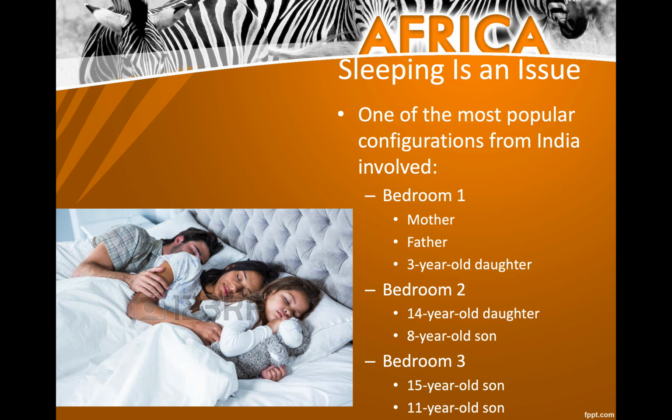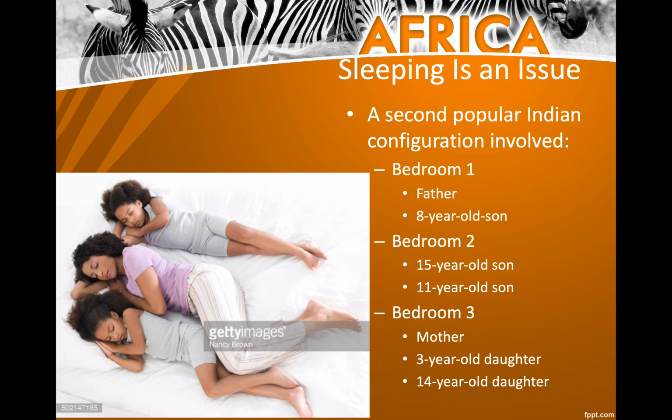One of the most popular configurations from India involved bedroom 1, the mother, the father, and the 3-year-old daughter. Bedroom 2, 14-year-old daughter and 8-year-old son. And bedroom 3, 15-year-old son and 11-year-old son. A second popular Indian configuration involved bedroom 1, father and 8-year-old son. Bedroom 2, 15-year-old son and 11-year-old son. And bedroom 3, the mother, the 3-year-old daughter, and the 14-year-old daughter.